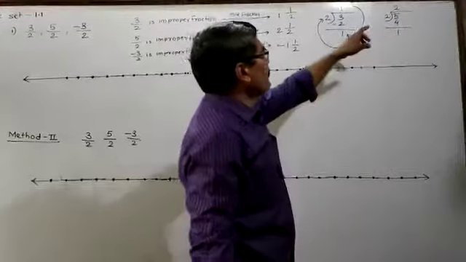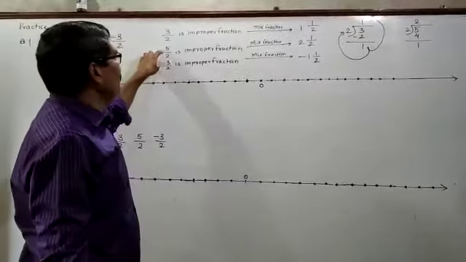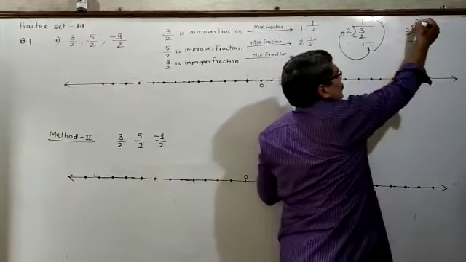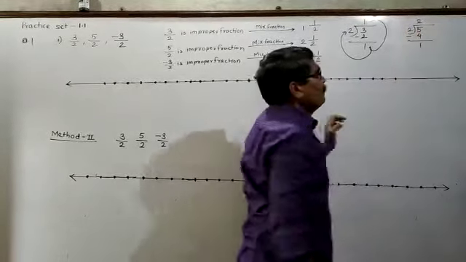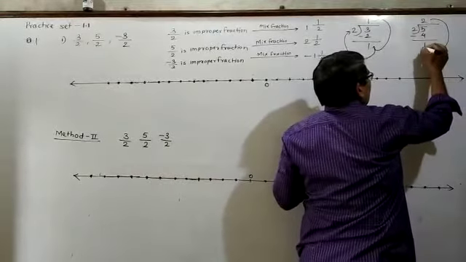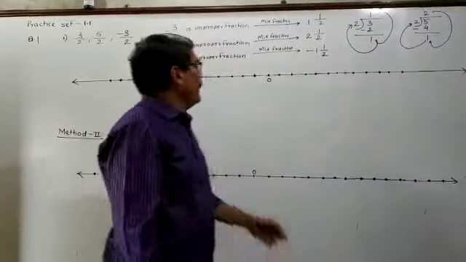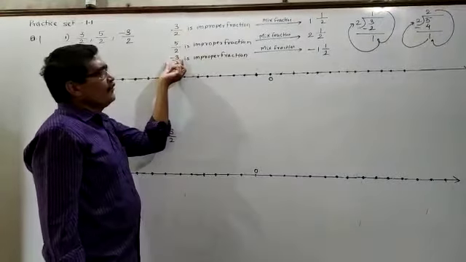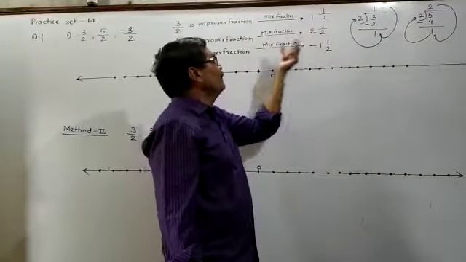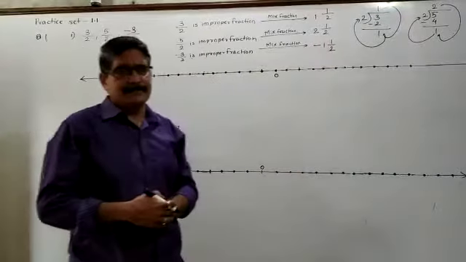In the same manner, this 5 upon 2 is an improper fraction, you have to divide 5 by 2. After dividing 5 by 2, 2 2s are 4 and 5 minus 4 is equal to 1, and this will come 2 whole 1 upon 2. And this 3 upon 2 is 1 whole 1 upon 2, and this minus 3 upon 2 means minus 1 whole 1 upon 2 will come.